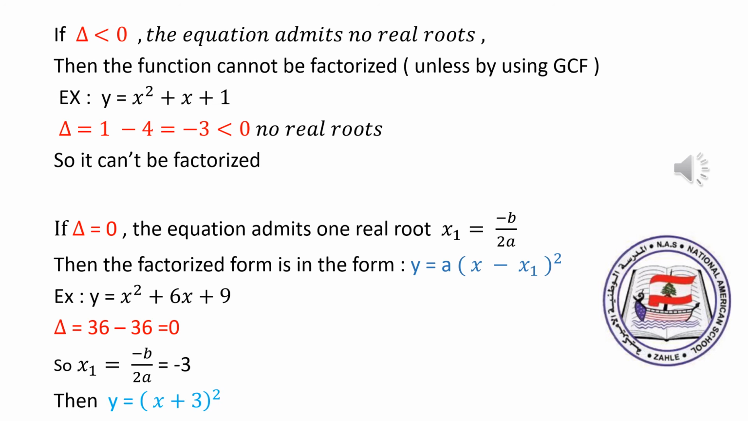If delta is equal to 0, then the equation admits one real root, or we call it one double root. Then the factorized form is always y equal a into x minus x1 squared. Example, if y equal x squared plus 6x plus 9, we need to define delta that gives 0. So x1 is given by minus b over 2a and is equal to negative 3. And the final factorized form is y equal x plus 3 squared.